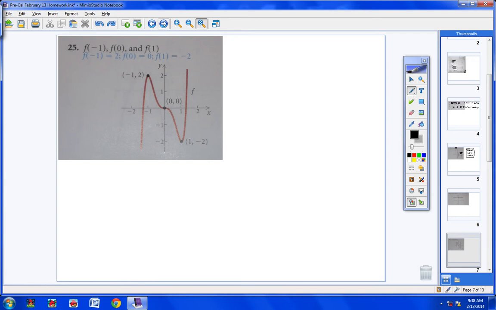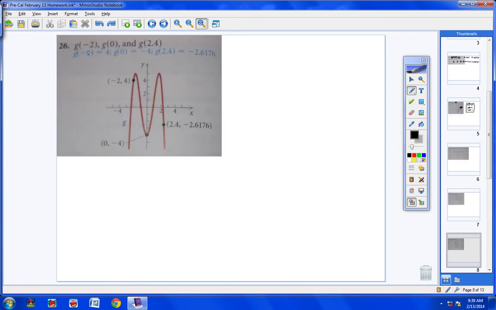Okay, moving on to the next problem, number 26. G of negative 2. Well, here's your ordered pair right here. When you put in negative 2, you got out 4. So G of negative 2 equals 4, right there. All right, next, G of 0. Well, when you put in 0, you got out negative 4. So G of 0 equals negative 4. Next, we're going to substitute 2.4 in. And when you substitute 2.4 in, you get out negative 2.6176. So here's your answer right here.